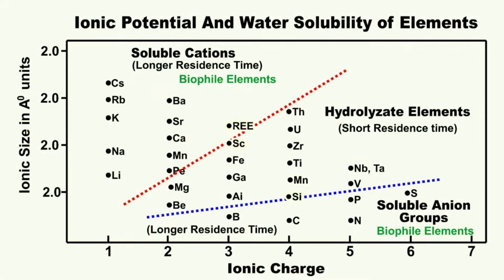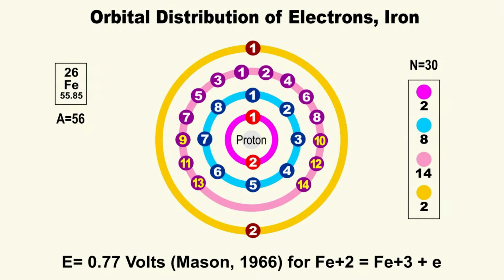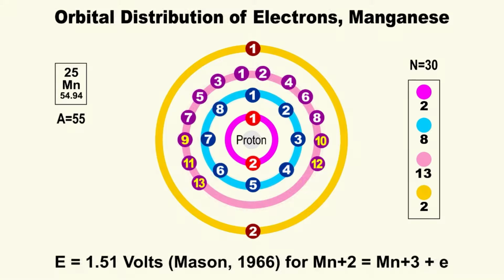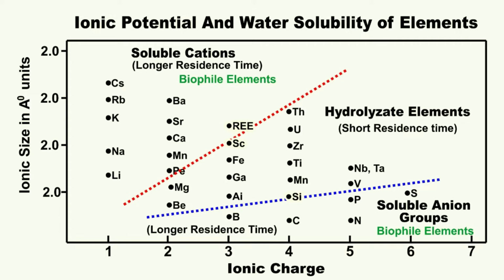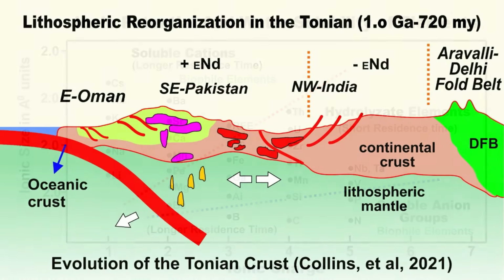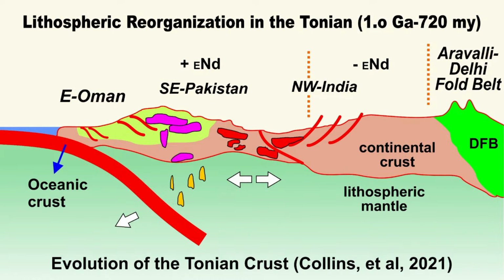We have learnt in an earlier episode that both iron and manganese form soluble cations in seawater or in the oceans because of their low ionic potential, that is Z by R. For Fe+2, it is 2.7, and for Mn+2, it is 2.5. They both are therefore leached away almost simultaneously from their host rocks constituting the continental crust. We mean the Tonian continental crust, isn't it?